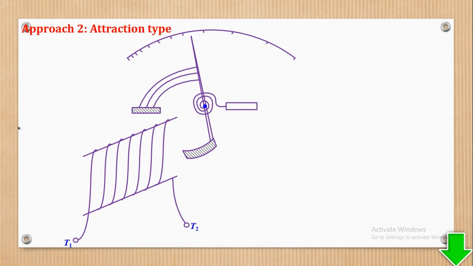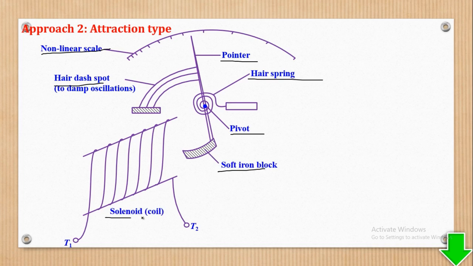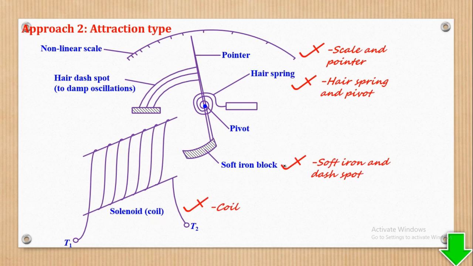So you also need some labeling. So it's the nonlinear scale, hair dash spot, this is the pointer, hairspring, pivot, soft iron block, and solenoid. So that is how marks would be awarded for this slide.